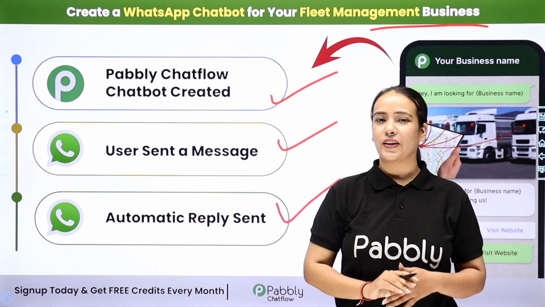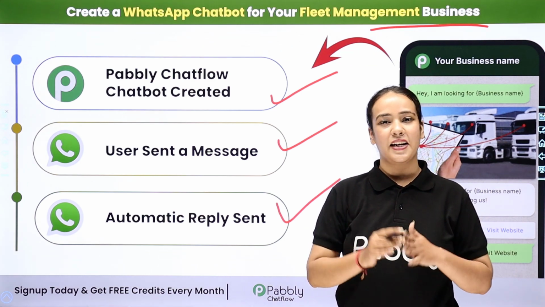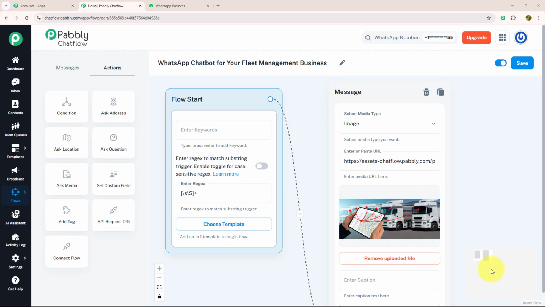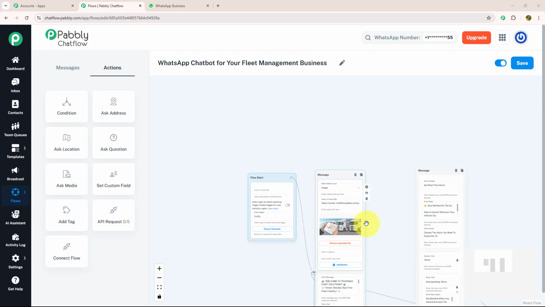If you want to know how to create this chatbot for your own business, then let me take you to my screen. Welcome to my screen. In today's video, we are going to learn how to create a WhatsApp chatbot for your fleet management business using Pabbly Chatflow. This chatbot will automatically respond to people, collect their details and guide them through the inquiry process. So let's get started. As you can see, I have made this chatbot using Pabbly Chatflow.